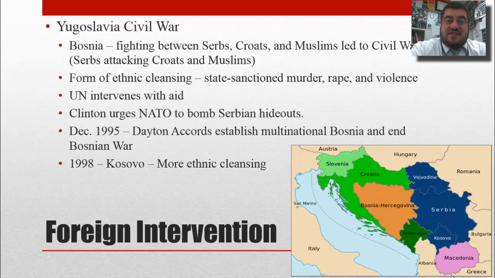In December 1995, the Dayton Accords are agreed to in Dayton, Ohio, of all places, and then signed later on in Paris, but it establishes a multinational Bosnia and ends the Bosnian War. But then in 1998, you can see the Kosovo country down south of Serbia, more ethnic cleansing starts then. So this is a part of the world where a lot of fighting is going on. Eventually it'll bleed into Macedonia, and they will fight there amongst each other, but it's all just a part of the world where there's a lot of fighting going on ever since the breakup of the Soviet Union.